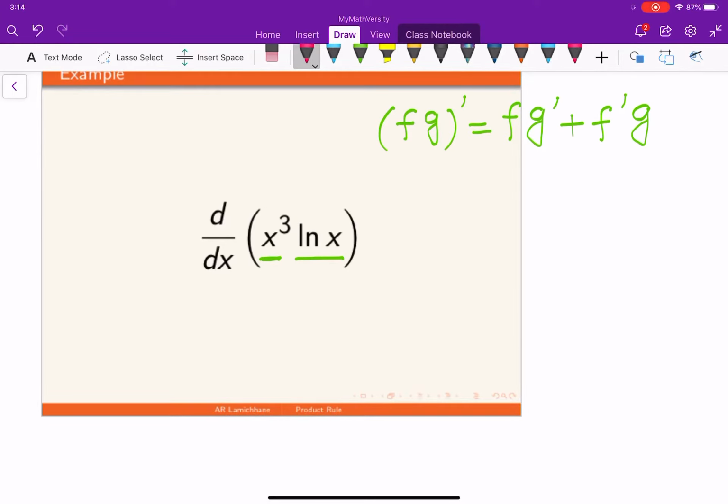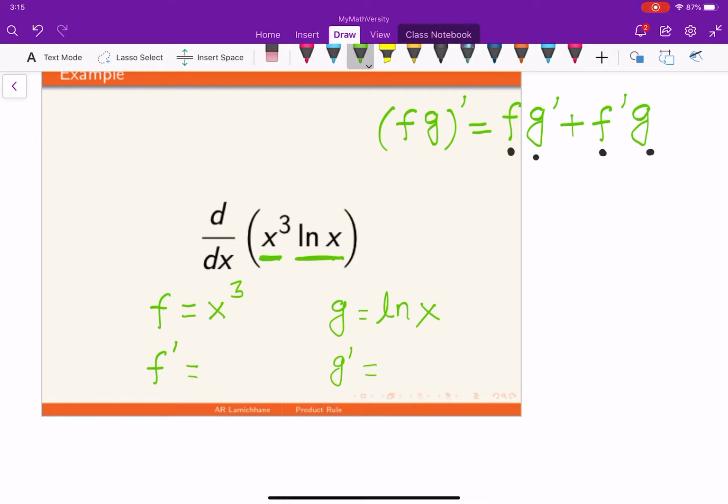So let's collect all of the necessary things to apply this formula. We need f, we need f prime, we need g, and we need g prime, right? Let's have f and g, which is very easy in this case. We can assume one of the functions here, x cubed, is f, and the other function, ln of x, is g, so that the product will be the given function, right? Now we also need f prime and g prime to apply the product rule, so let's find the derivative of f and then the derivative of g.